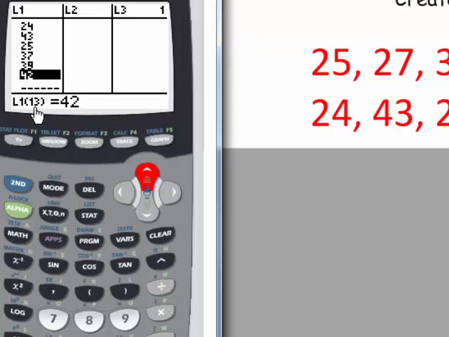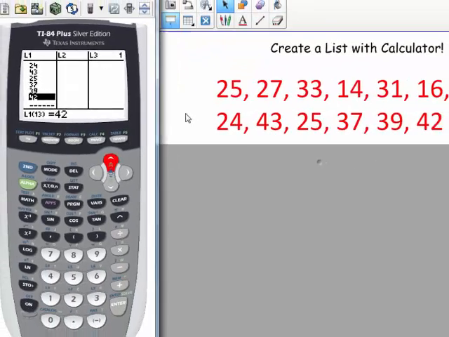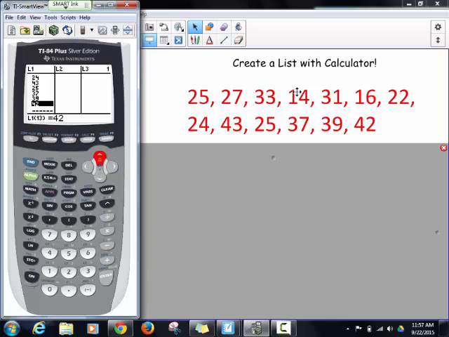So I should have 13 total terms, right? Because this is saying it's my 13th term. So if I count 1, 2, 4, 6, 7, 8, 10, 12, 13, I'm good. Okay, so my list should be in there. So my list is created.